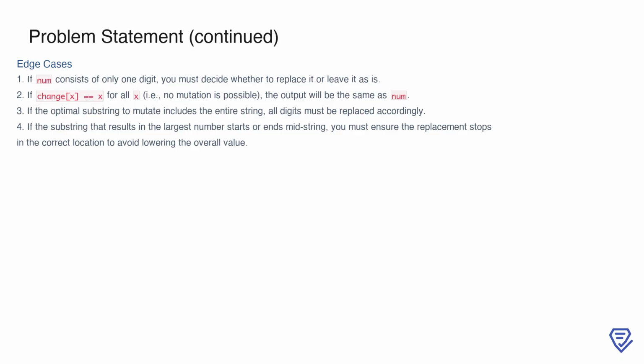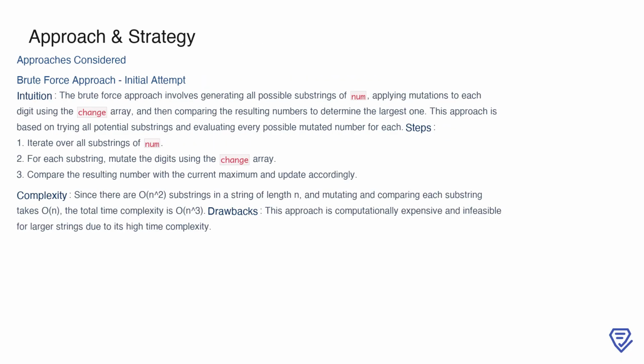To begin, let's consider the brute force approach as an initial attempt. The intuition here is straightforward but computationally expensive. We generate all possible substrings of the input number, and for each substring, we apply the given mutations using the change array. The change array essentially maps each digit to its mutated value. Once the mutations are applied, we compare the resulting numbers to find the largest one.